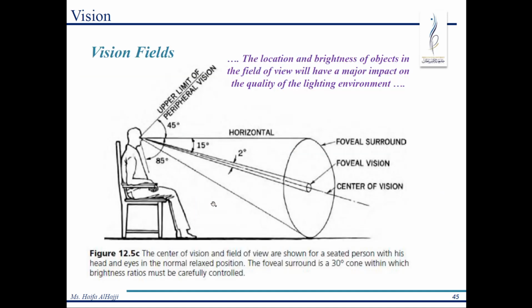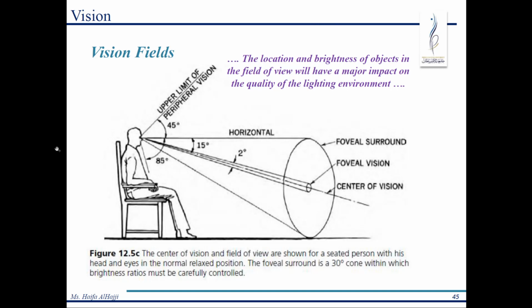Now let's have a look at the fields of vision. This is very important for us to know, because usually you don't see all parts of a space; you just have a centered area. So we need to take into consideration the vision fields. What are they, and what does the center of vision target? Let's have a look at the center of vision first.